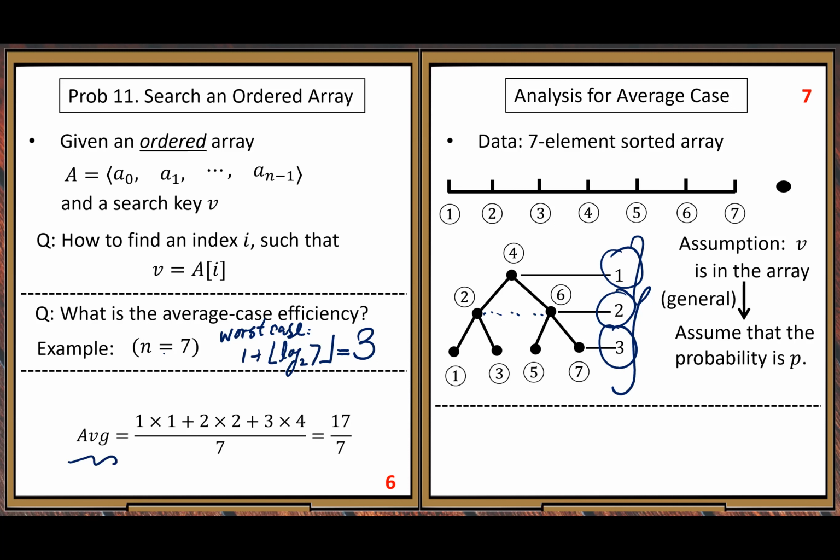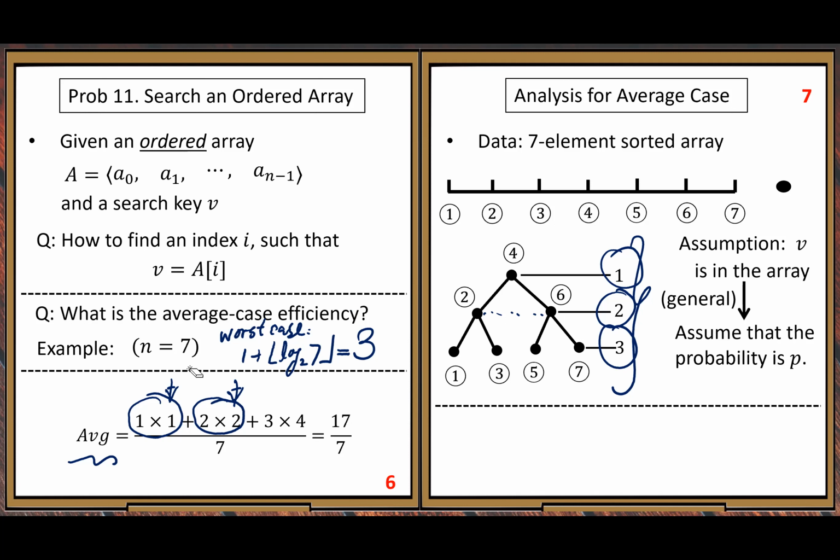Because there is only 1 element in the top level, for 1 comparison there is only 1 element. For 2 comparisons, there are 2 elements, so 2 times 2. That's the subtotal. For the top level, the subtotal number of comparisons is 1 times 1. For the second level, the subtotal is 2 times 2, because there are 2 nodes and each one requires 2 comparisons.